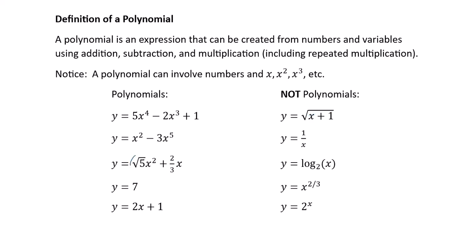We see a square root here, but it's only the coefficient that is a square root. 1 over x, x in a denominator, means we're not going to have a polynomial. This is a logarithmic function. It's not a polynomial. Any rational exponents means we're not going to have a polynomial. And exponential functions are not polynomials.